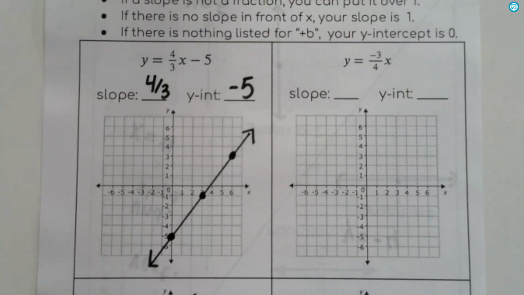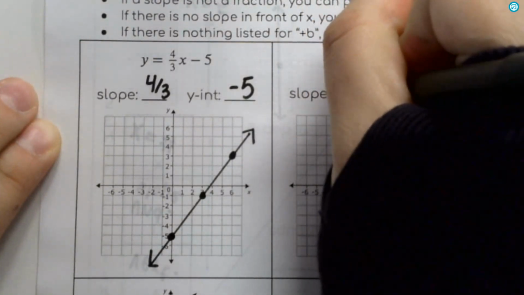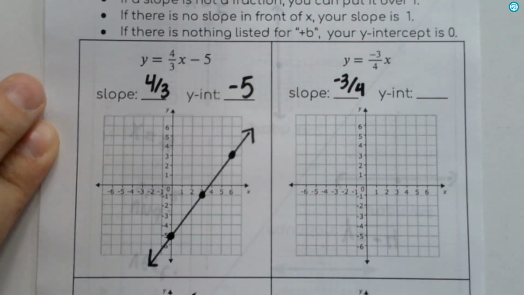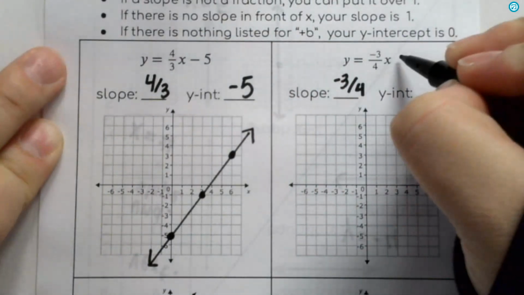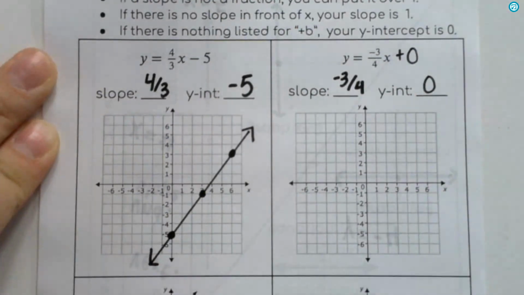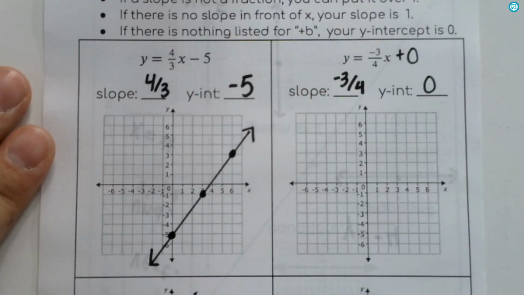Okay. Our next one we've got y equals -3/4 x. So on that one, since the -3/4 is with our x, that's our slope. What is my y-intercept in this one? What am I adding here? 0. I'm adding nothing. Nothing is 0. So I'm adding 0. That's my y-intercept.